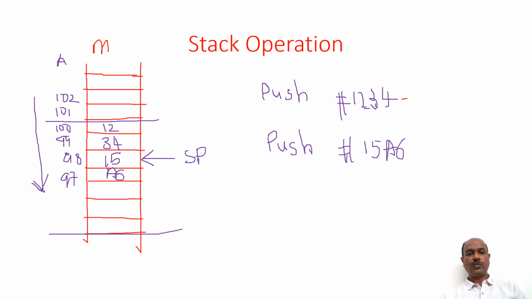My stack is growing from a higher address towards a lower address. This is called a decrementing stack. If the stack grows in the reverse order, from a lower address to an upper address, then it is called an incrementing stack. But most microcontrollers always implement a decrementing stack. That is, the stack starts from a higher address, then the memory address goes on decreasing for the stack. This is called a decrementing stack.